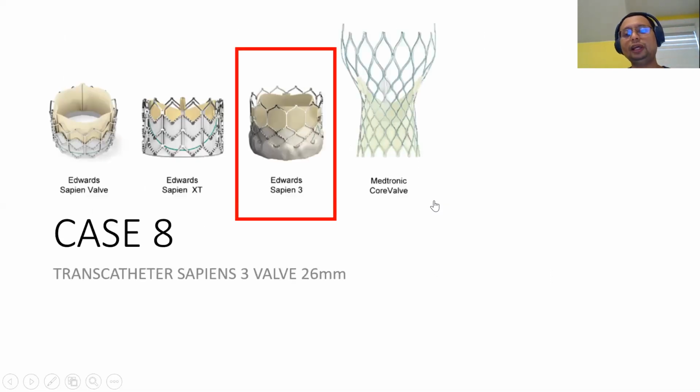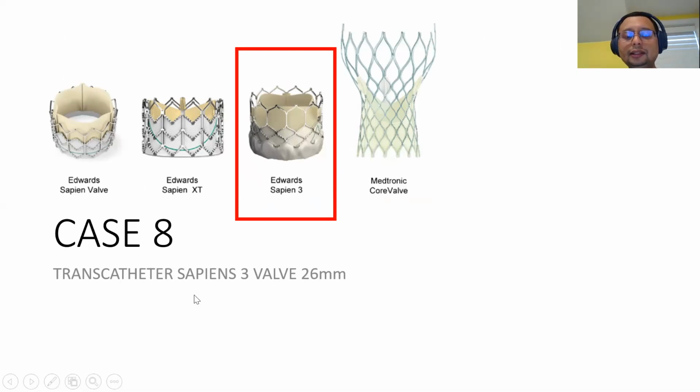Look at case 8. So we have gone through bioprosthetic, we have gone through mechanical. Let's look at transcatheter. So transcatheter valve, mainly two types of valve, either Sapien valve or CoreValve. A Sapien valve, as you can see, is shorter. The profile is shorter. When you look at the CoreValve, the profile is long. Okay, long, short. The assessment is the same.